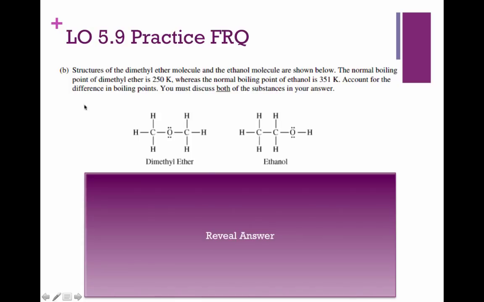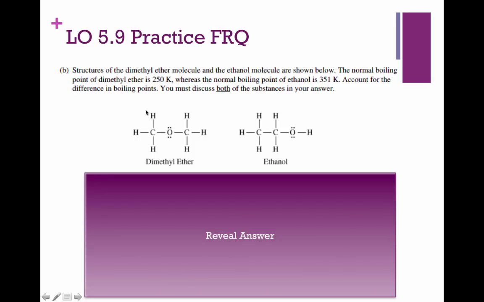So you have dimethyl ether. Now notice these are organic molecules, but you don't have to know anything about organic molecules. You just have to be able to look at this and say, okay, what's similar, what's different. And so here's dimethyl ether and then ethanol. The normal boiling point of dimethyl ether is 250 Kelvin. Remember, normal boiling point is at 1 atm. That's what normal means. So this is 250, where ethanol is 351.